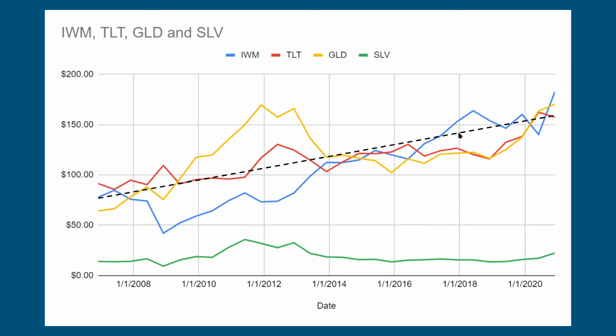And they smooth each other out over the long term. This is the purpose of diversification, right? An increase in value with a smoothing of that volatility in the portfolio.